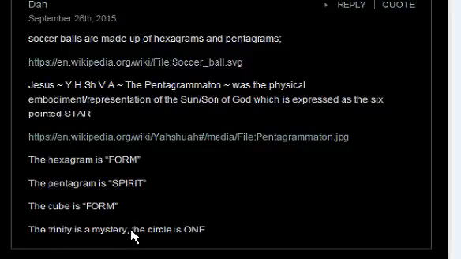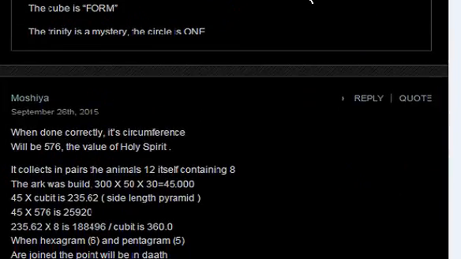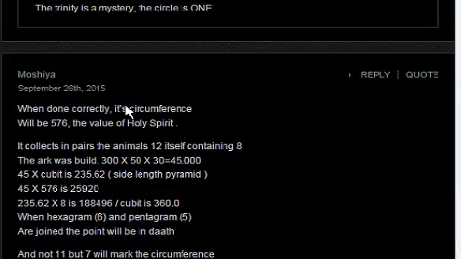The Trinity is a mystery. The circle is one. When done correctly, its circumference will be the value of Holy Spirit.